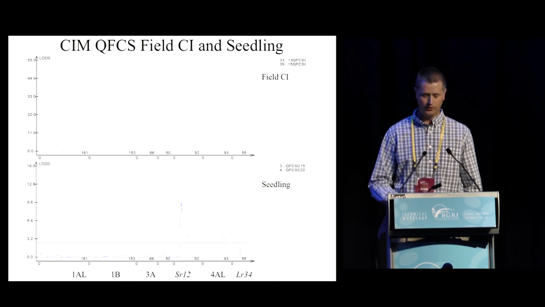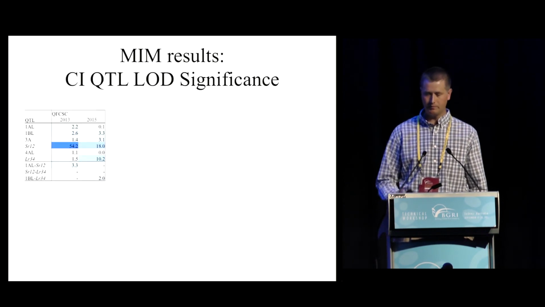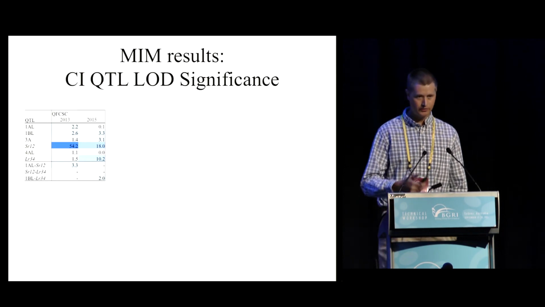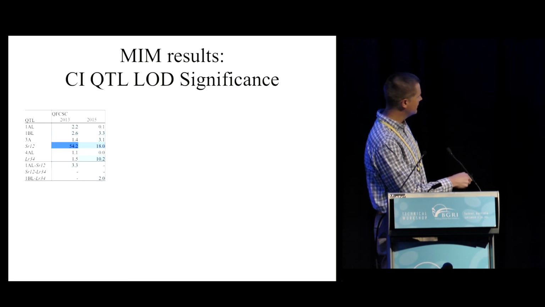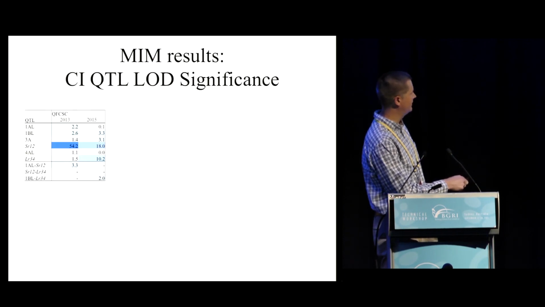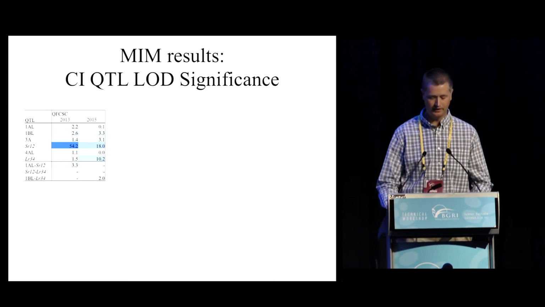It's kind of difficult to look at all of these composite interval mapping graphs, so I'm going to skip that and just show tables, which I think is a little bit easier to see. These are the results of the multiple interval mapping just for race QFCS. You see the LOD significance of SR12 being very high. The darker blue shows a higher level of significance. And then you can see in 2013, LR34 was not very significant, but in 2015, LR34 was very significant.